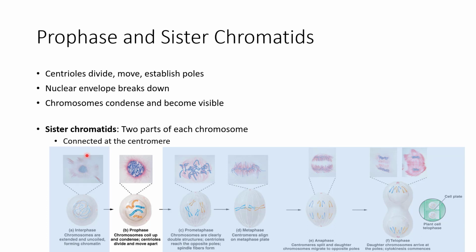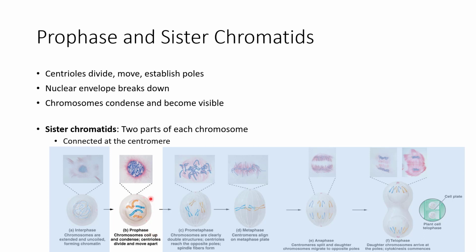Let's go through these stages and talk about what are the discrete things that are going on. So prophase. During prophase, we have our sister chromatids. Okay, so a sister chromatid is an identical copy of the chromosome that was made during S phase. So it's completely identical in that it has the exact same alleles, right?